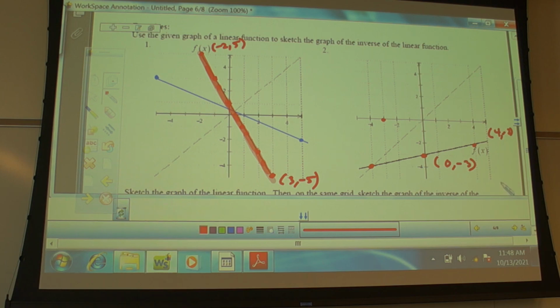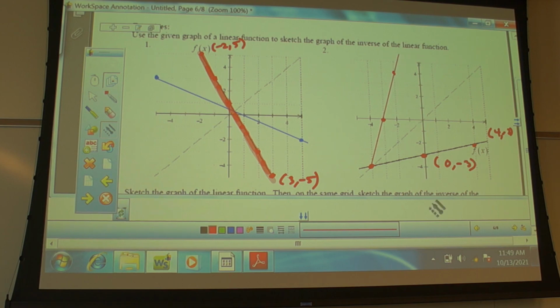What am I doing wrong, guys? -2, 4, it's way up on the top. -2, 4. Oh, it is right. Okay. All right. So for some reason, it's looking really strange. And then -4, -4 stays at -4, -4. So then I draw a line through all these.